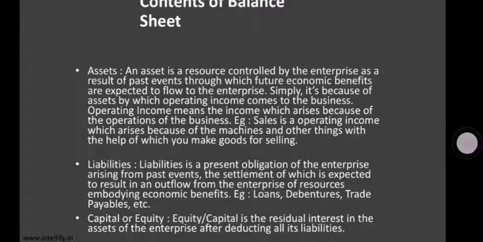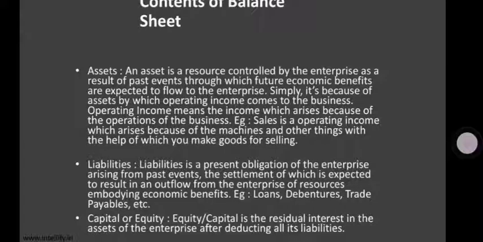Okay, now contents of the balance sheet. First of all, assets. An asset is a resource controlled by the enterprise as a result of past events through which future economic benefits are expected to flow to the enterprise. Simply, it's because of assets by which operating income comes to the business.